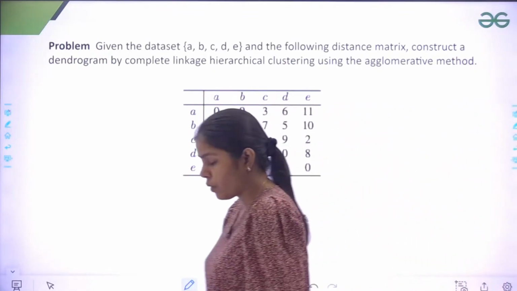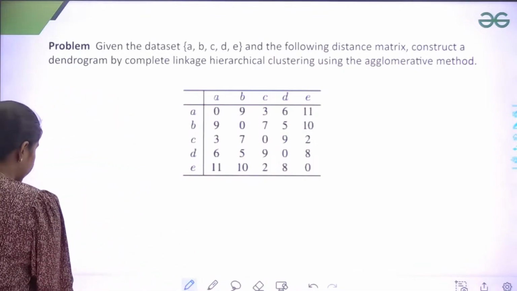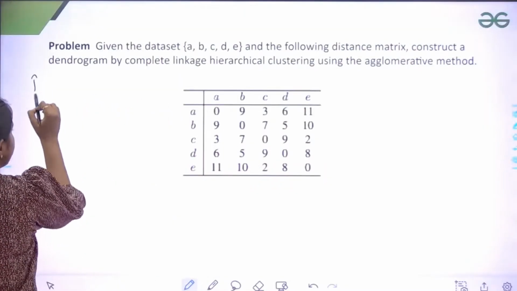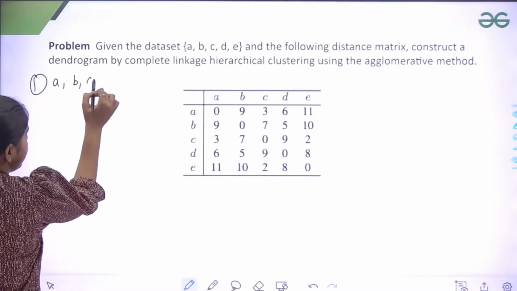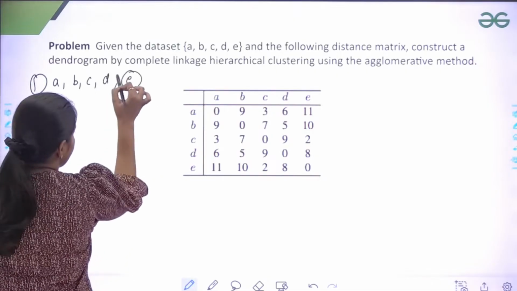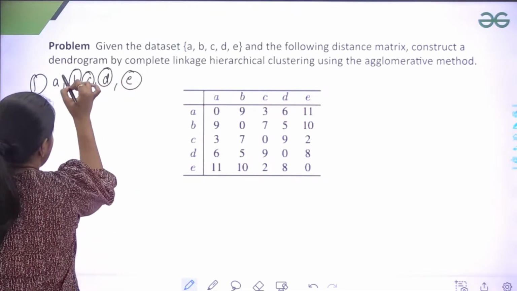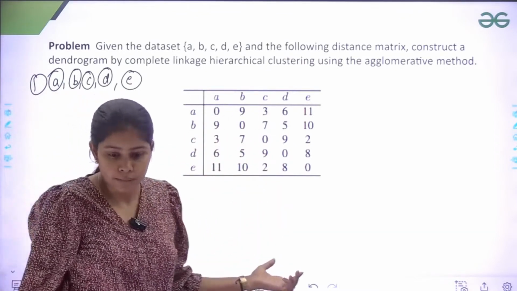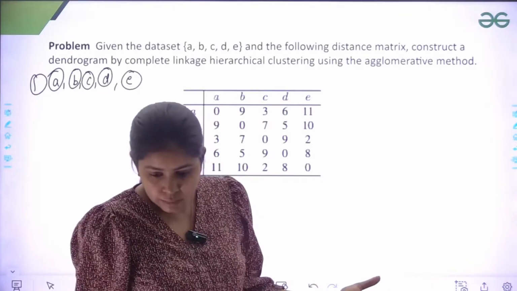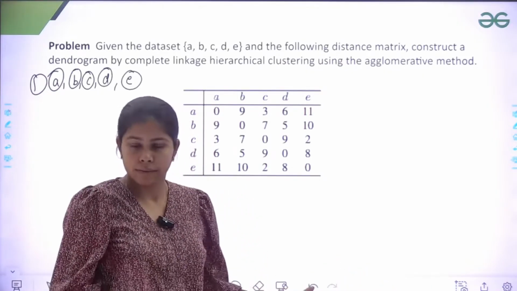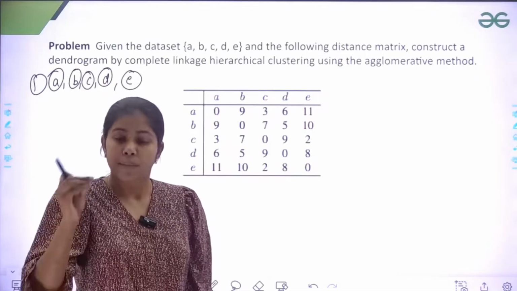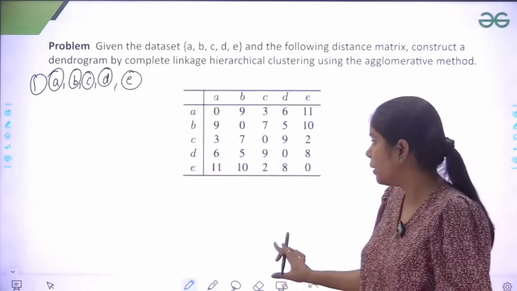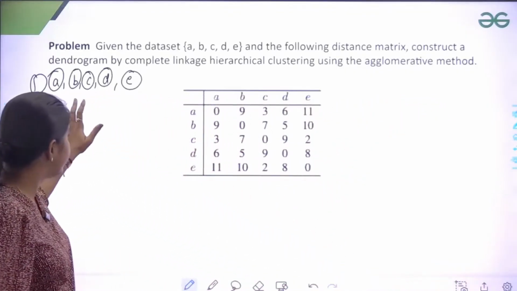First of all, I'll write down the points here. We have the points A, B, C, D, E. That means I first have clusters A, B, C, D, E, so 5 clusters. Then I'll look at the distance matrix they have given. D denotes dissimilarity. Basically, in complete linkage I am taking the maximum distance. So these are the 5 points I have: A, B, C, D, E.